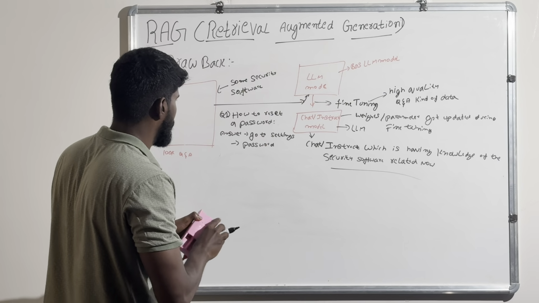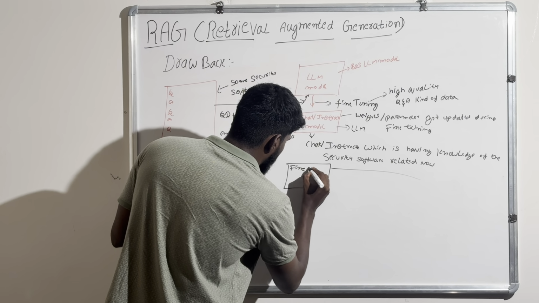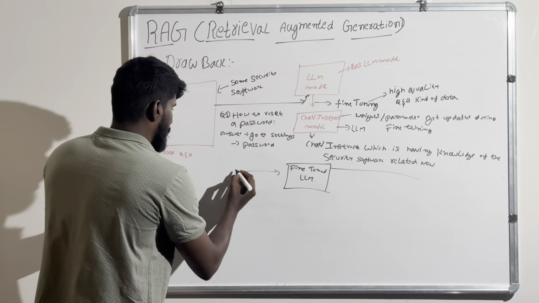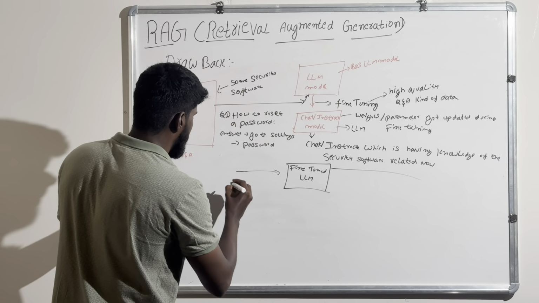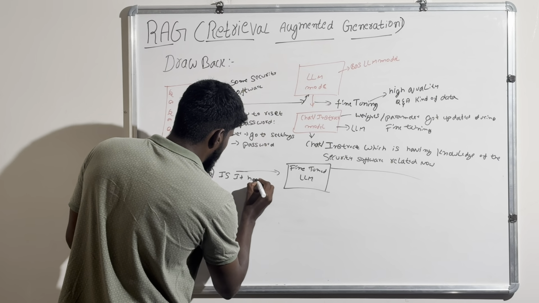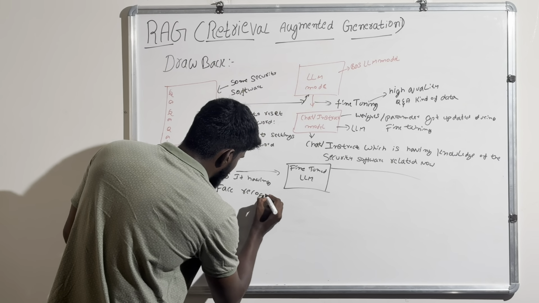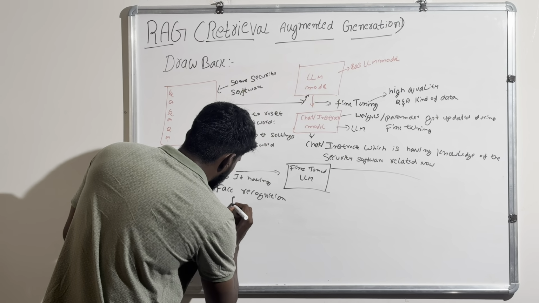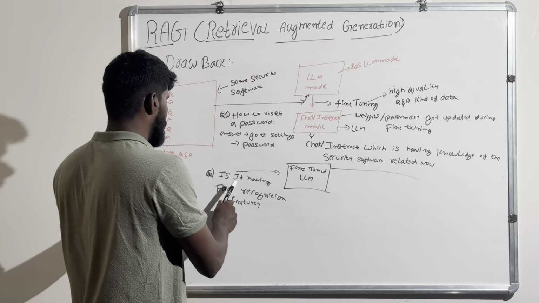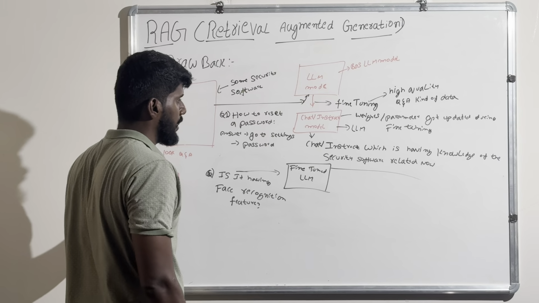Now you ask this fine-tuned LLM model a question which is not a part of this document during the fine-tuning stage. Let's say the question is: does it have a face recognition feature? If you ask this question, it is not a part of the fine-tuning stage, and this question is not there in this document during the fine-tuning.